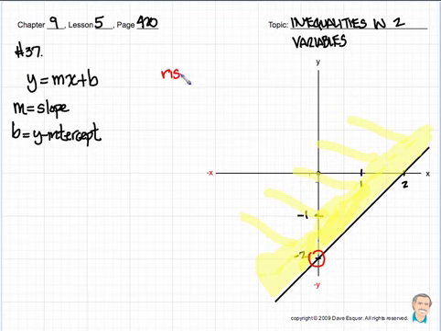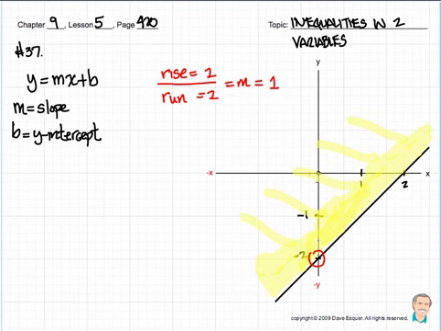And I think we can even figure out the slope. The rise turns out to be 1, 2. And the run turns out to be 2. So we've got 1, 2, 1, 2 to the next point. So the rise over run, which is the slope, turns out to be 1. So we've got lots of information we can use for our equation.